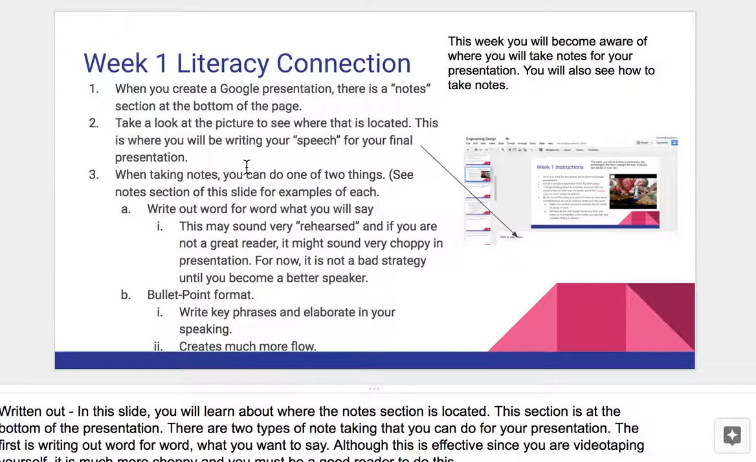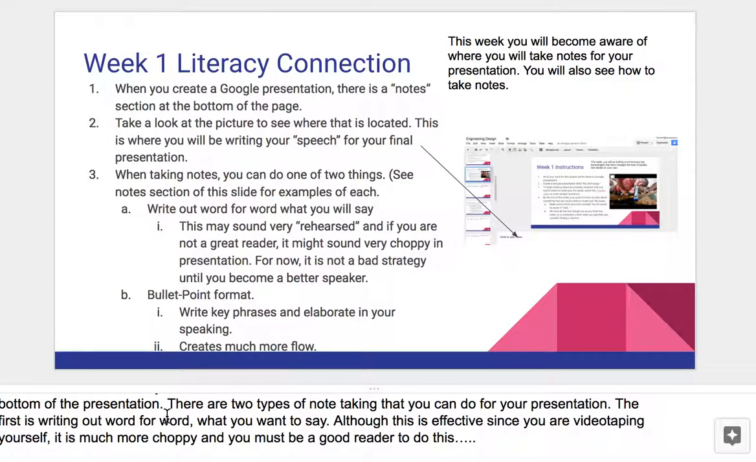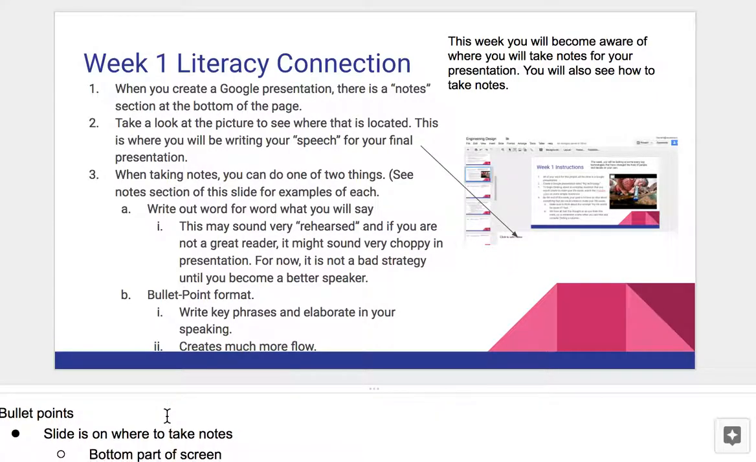Throughout the unit, you have two choices on how to take notes for what you're going to be presenting. The first is going to be written out, and written out is going to be word for word, but many times it sounds sort of choppy, as if you're reading a book. So just be aware of that. It's not always as easily flowing. The other type is bullet points, which are what most of our presentations are, and they make more sense generally when you're presenting.